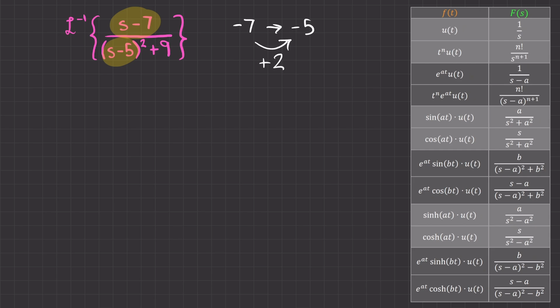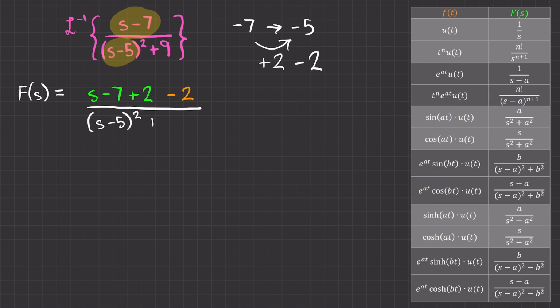So what will happen is we'll add 2 and minus 2. Writing this out, we have f of s equals s minus 7 plus 2, but because we've added 2, we also need to minus 2. So this plus 2 minus 2 nets 0, meaning we add or take away 0 from inputting this. So we'll get the same outcome. And this is all over s minus 5 squared plus 9.